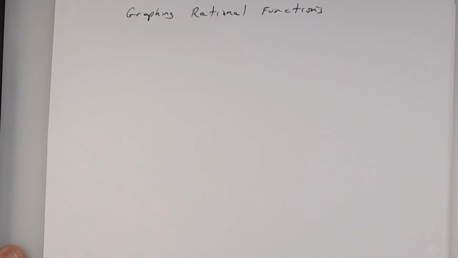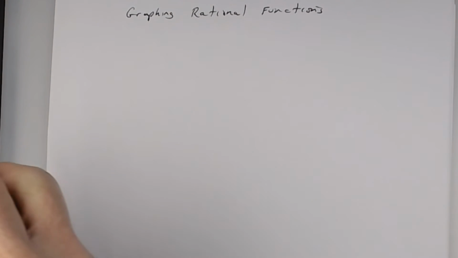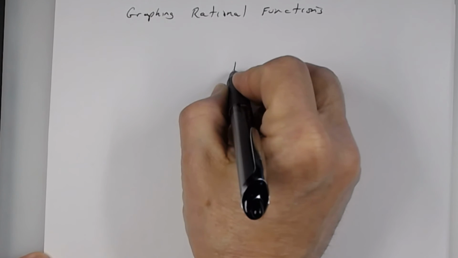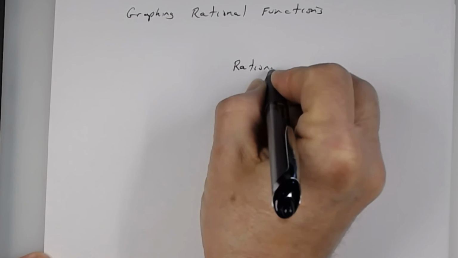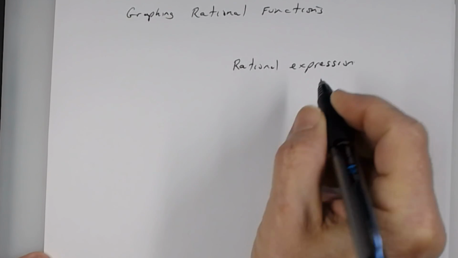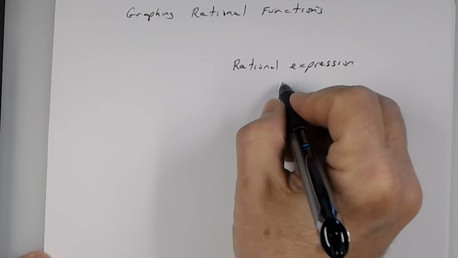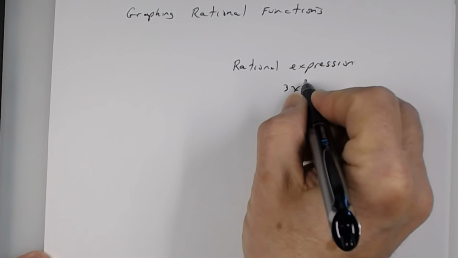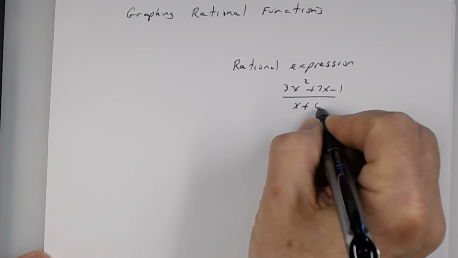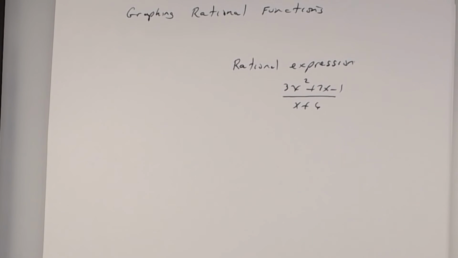A couple of things we need to discuss. All right. So remember, when you dealt with a rational expression, let's remind ourselves about a rational expression. So a rational expression looks like this. You would have something like 3x squared plus 7x minus 1 divided by x plus 6, let's say. Okay? That's a rational expression. You dealt with that last semester.